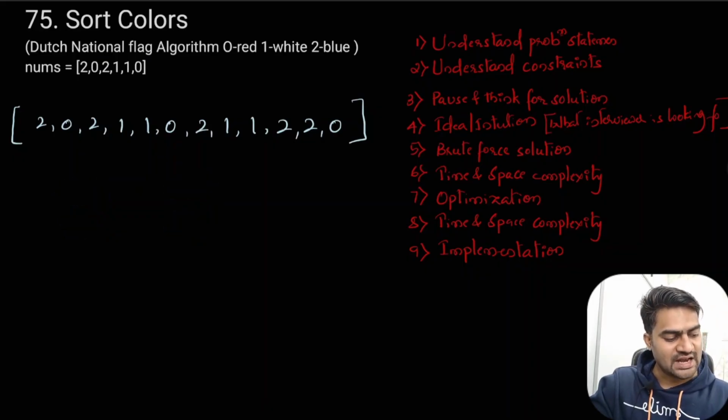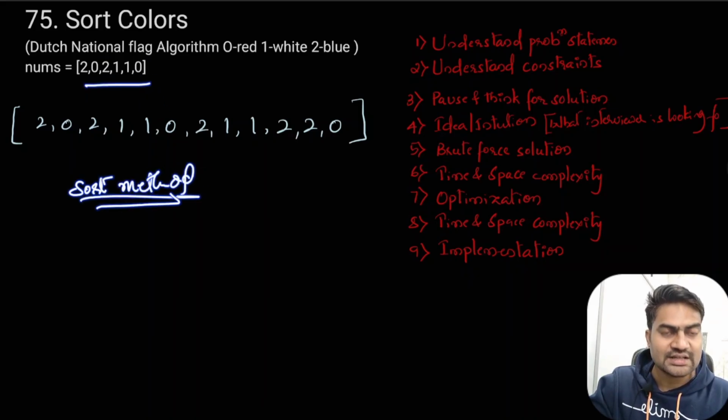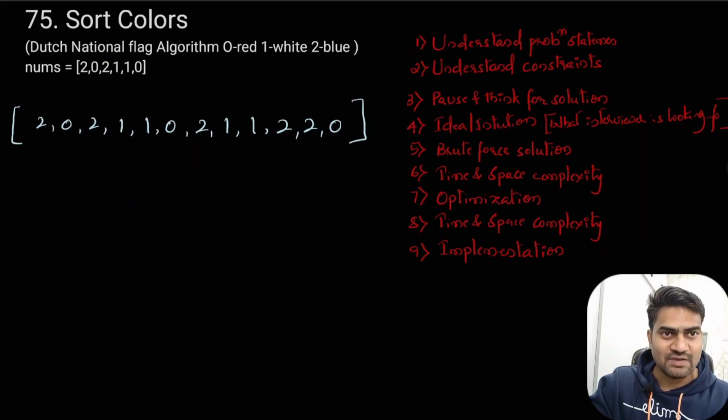Now let us try to understand the brute force solution. So what is the brute force solution? Don't worry about any constraints. Simply think about the naive, extremely naive possible solution. Basically we will have to sort this particular array, right? So we will simply use any inbuilt sort method, and if we sort the given array, then we will get the sorted values.